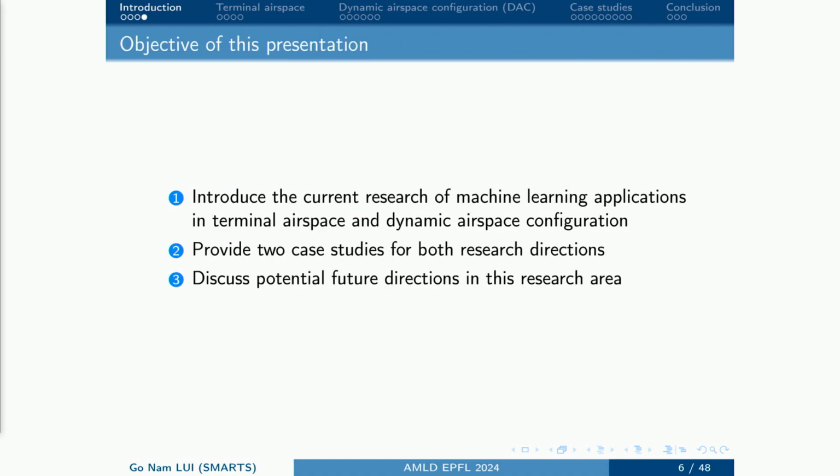So the objective of this presentation is, first, to introduce the current research of machine learning applications in terminal airspace and dynamic airspace configuration, then provide 2 case studies for both research directions, and at last, discuss the potential future directions in this research area.